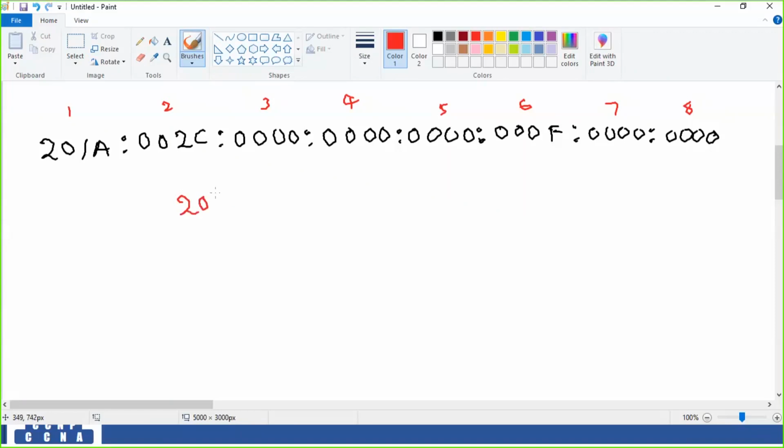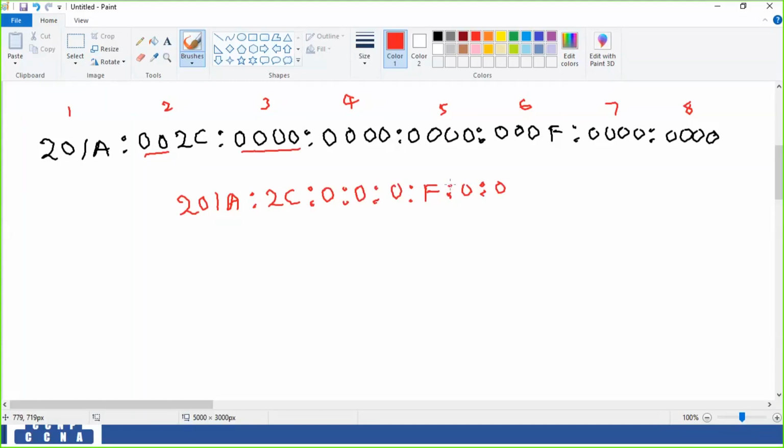201A colon 201A colon 2C colon 2C. Why 2C? Because the leading two zeros are omitted. Okay. Next, F. 0 colon F colon 0 colon 0. Why 0 colon 0? Okay, four successive zeros are substituted with a single zero. Yes. Colon 0 colon 0, colon F colon F, colon 0 colon 0, colon 0. Like this, you can represent IPv6 using these two basic rules.